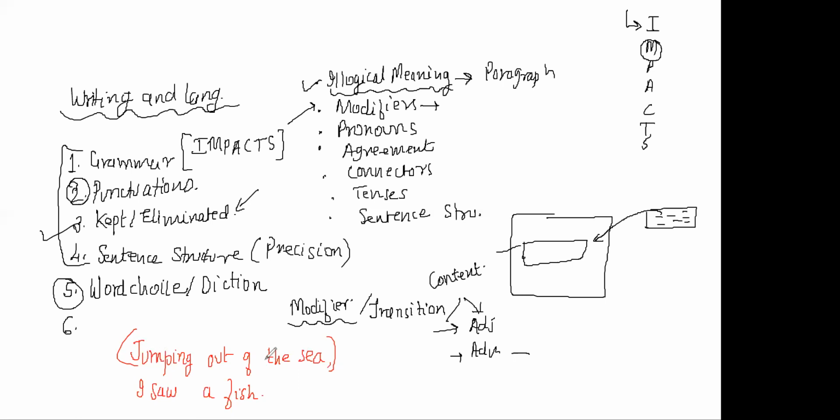So, it's a participle phrase which is talking about some action done by somebody. Who is the person who is doing the action? I, which means I was jumping out of the sea and I saw a fish. Okay, what the writer really wanted to say was that this guy was, let's say, going by the sea and there was a fish jumping out. And you know, in the sea there might be fish jumping out and then getting inside again, something like that. But what is the meaning of this sentence if you look at this? Jumping out of the sea, I saw a fish. What does it mean?